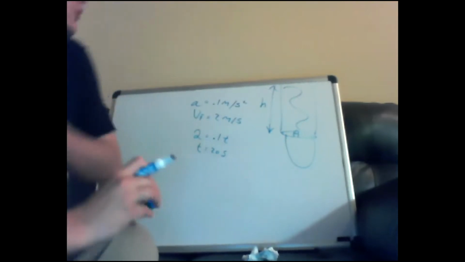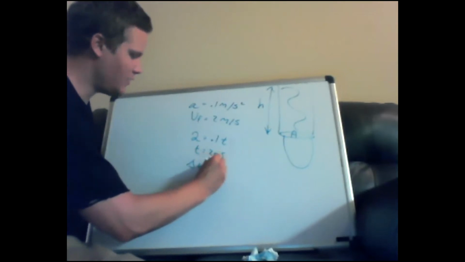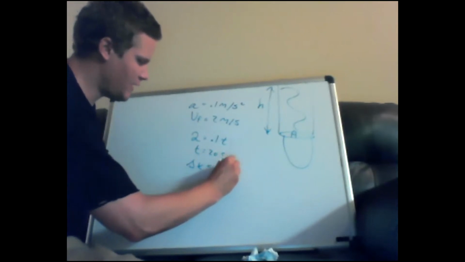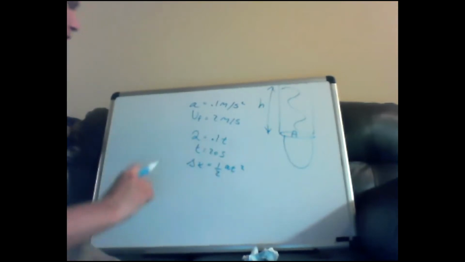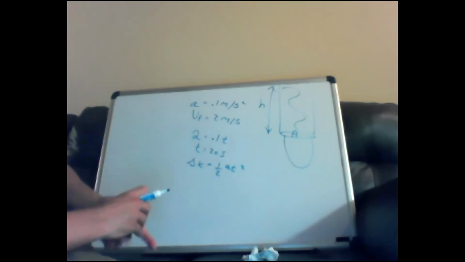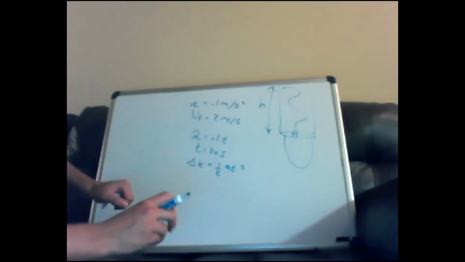And how far has it traveled in that 20 seconds? Well, we would say delta X is equal to 1/2 AT squared. We'd plug in our acceleration of 0.1 and our time of 20 seconds, and then we'd see how far it's gone in that amount of time.